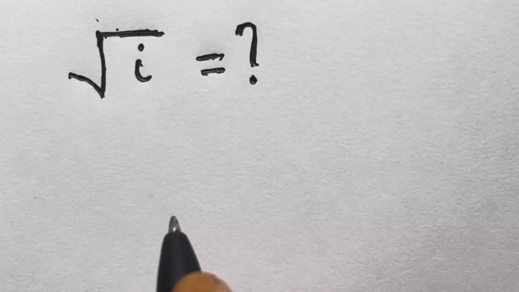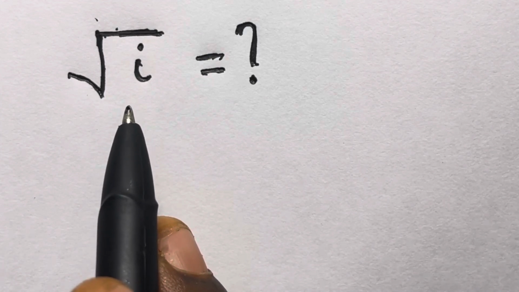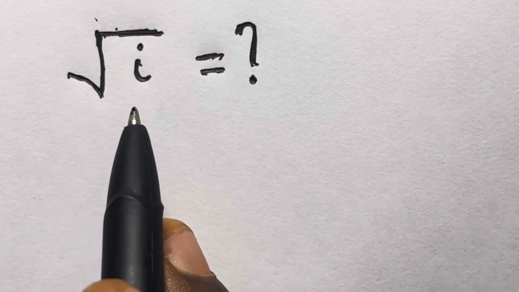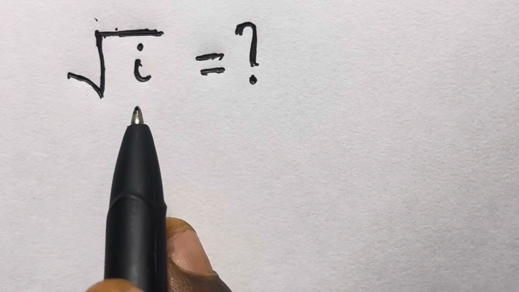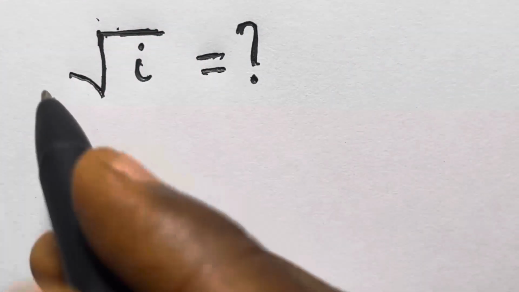Hi, welcome to mathematics. In this video, I want to find the value of the square root of i, which is iota. This is a very tricky Cambridge University admission entrance aptitude test. And to solve this, let's see the solution.